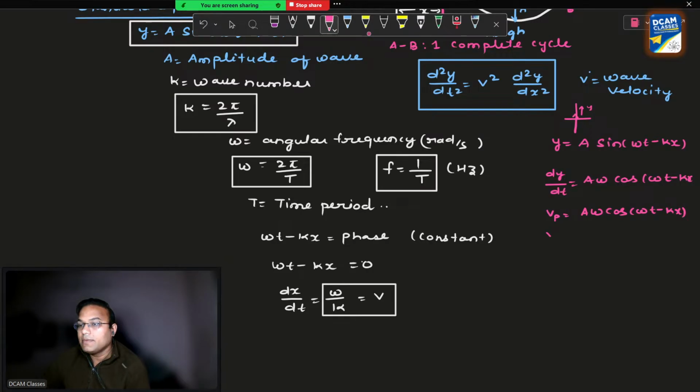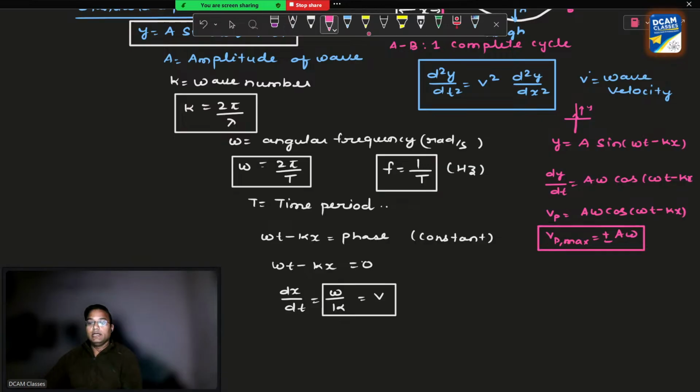And when we talk about V max, it will be plus or minus A omega, when cos omega t becomes plus 1 and minus 1, at the origin. Those rules of simple harmonic motion apply here. Remember those things?